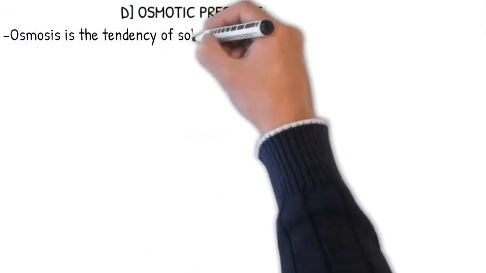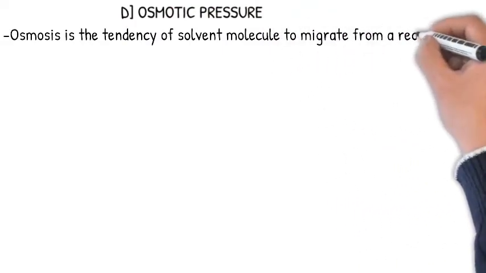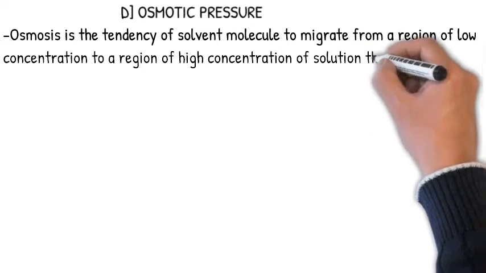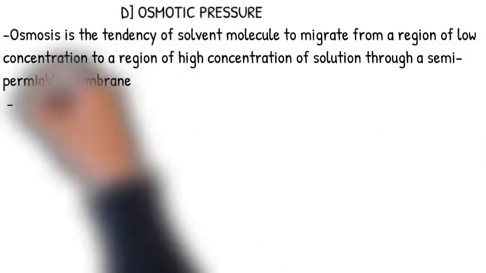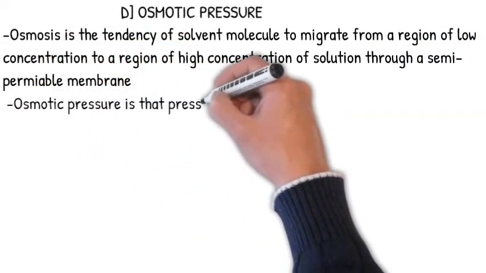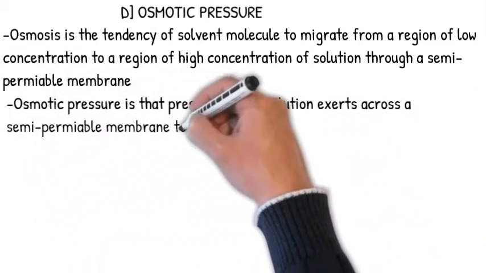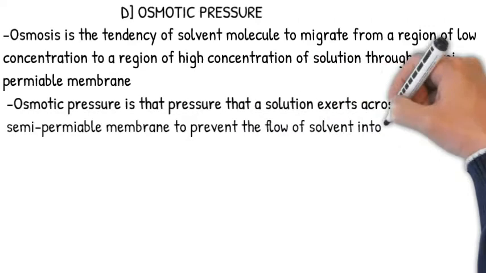D. Osmotic pressure. Osmosis is the tendency of solvent molecules to migrate from a region of low concentration to a region of high concentration of solution through a semi-permeable membrane. Osmotic pressure is that pressure a solution exerts across a semi-permeable membrane to prevent the flow of solvent into it.